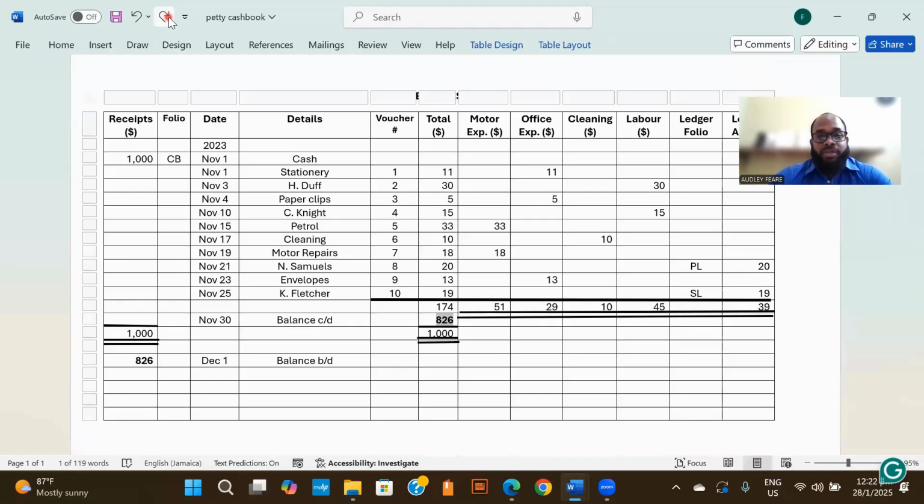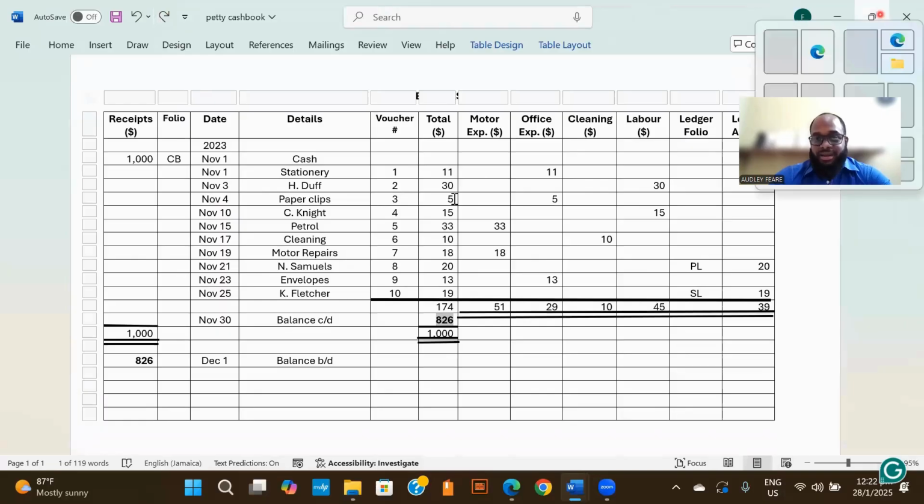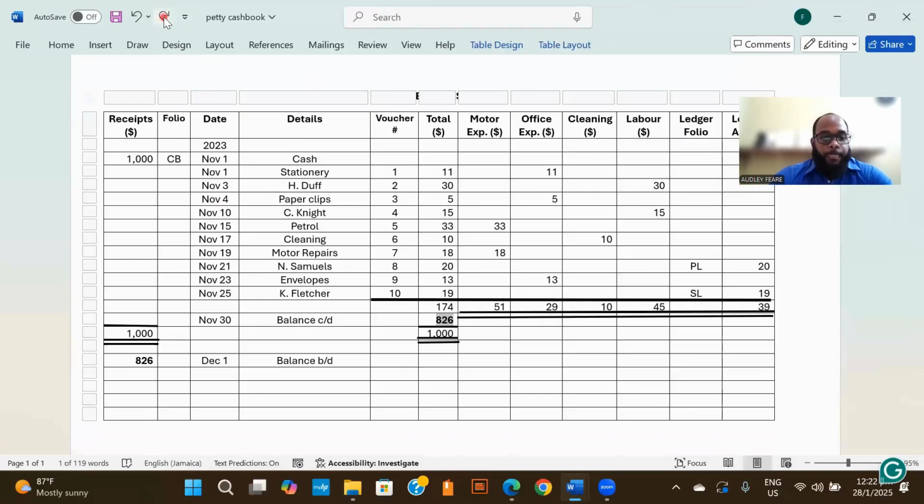All right, so the amount that was spent should be reimbursed at the end of the month. So the amount that was spent is 174. So 174 is then given back to the petty cashier on December 1 in cash, just like there. And of course, we'll have CD as the folio. And that is pretty much how we do the petty cash book.